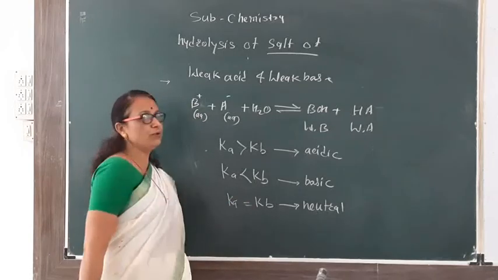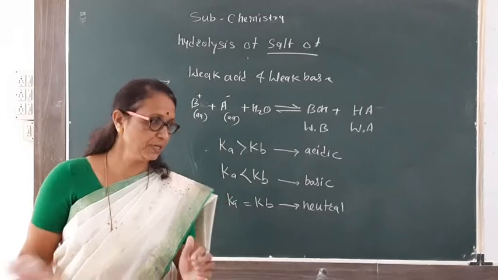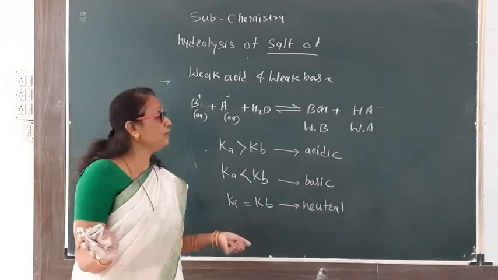Ka आणि Kb ची व्हॅल्यू जर सेम असेल तर सोल्युशन काय असेल, न्यूट्रल असेल. तर दिस इज द हायड्रोलिसिस ऑफ सॉल्ट ऑफ वीक ऍसिड अँड वीक बेसेस.